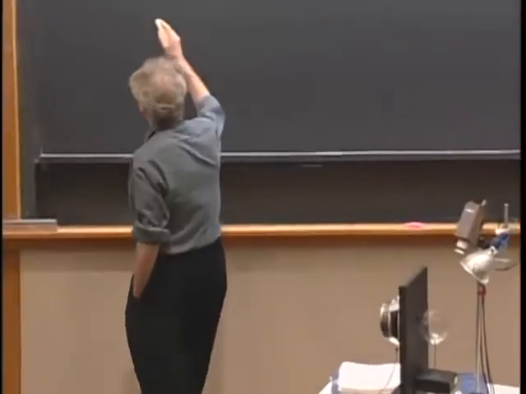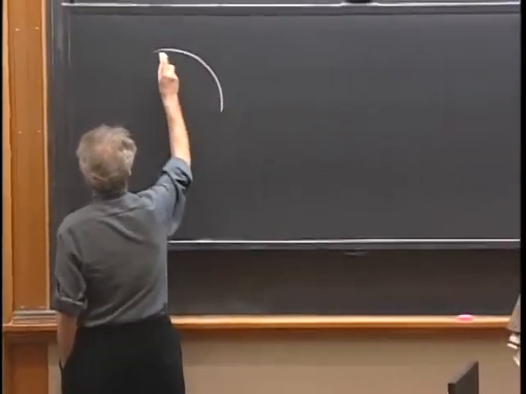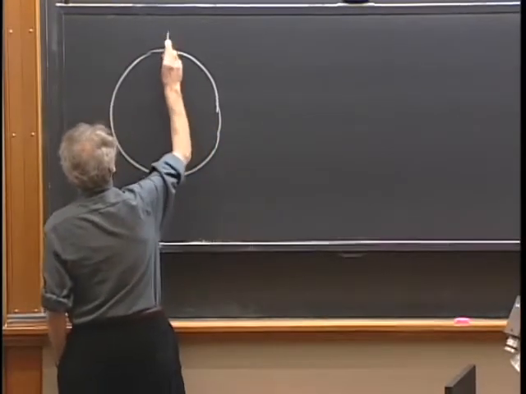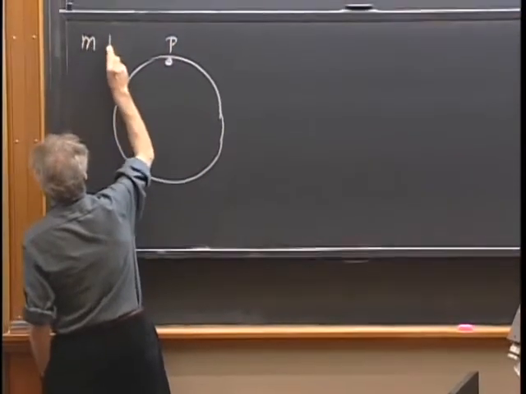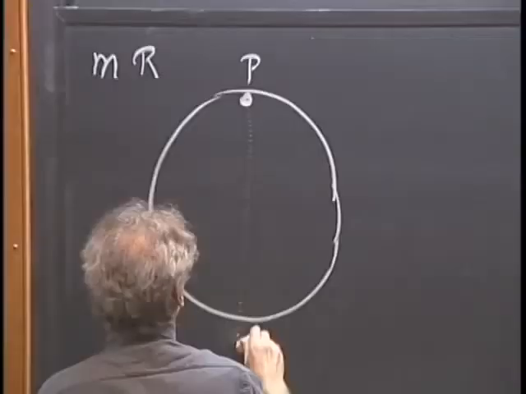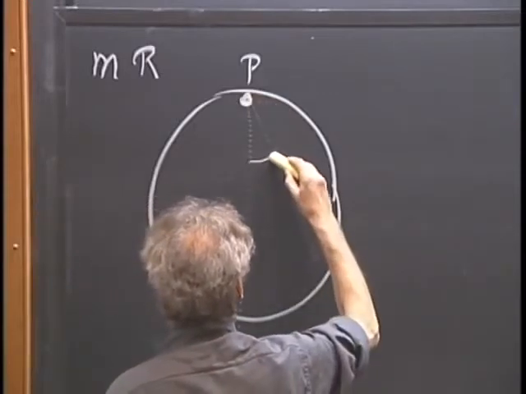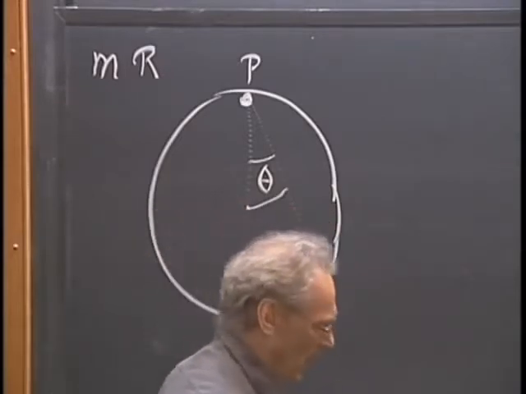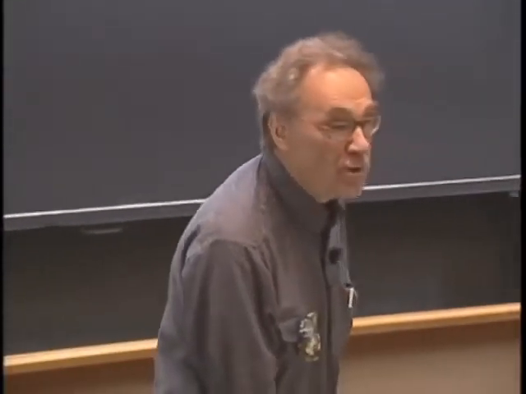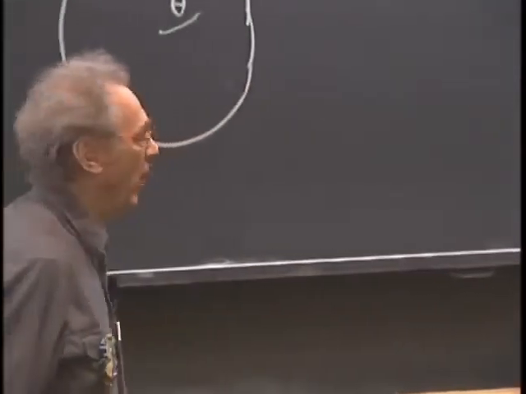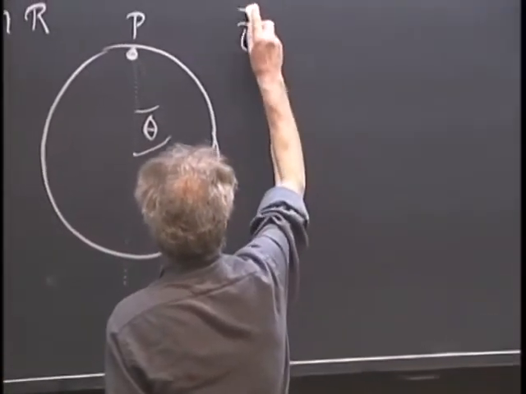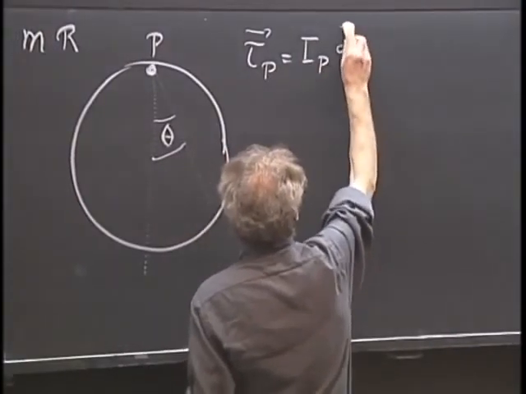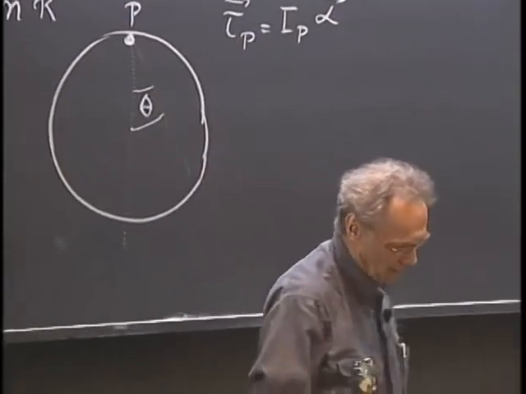I want to start with the physical pendulum, exactly the same one that I discussed during my first lecture. This is a hoop, has mass m and radius r, and we were calculating the period of this hoop as it oscillates. We did that using the famous torque equation from 801. The torque relative to point P is the moment of inertia relative to point P times the angular acceleration alpha.